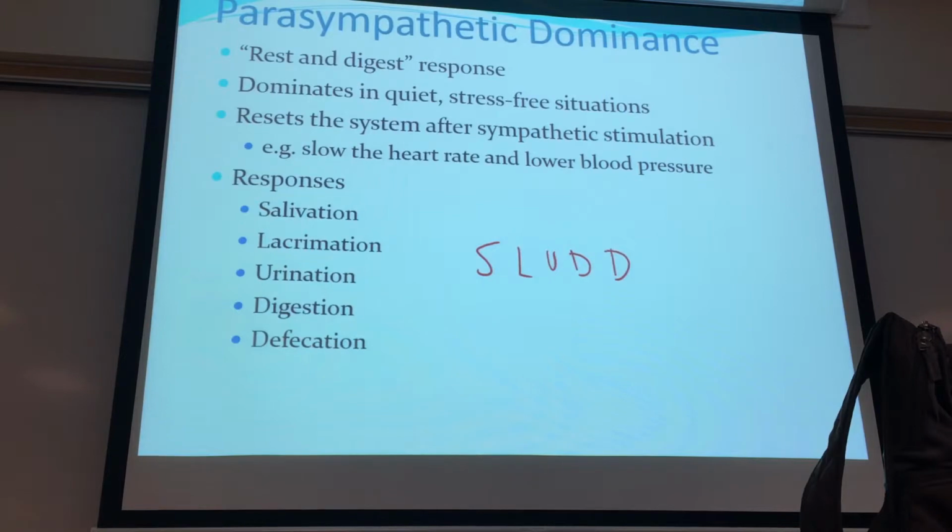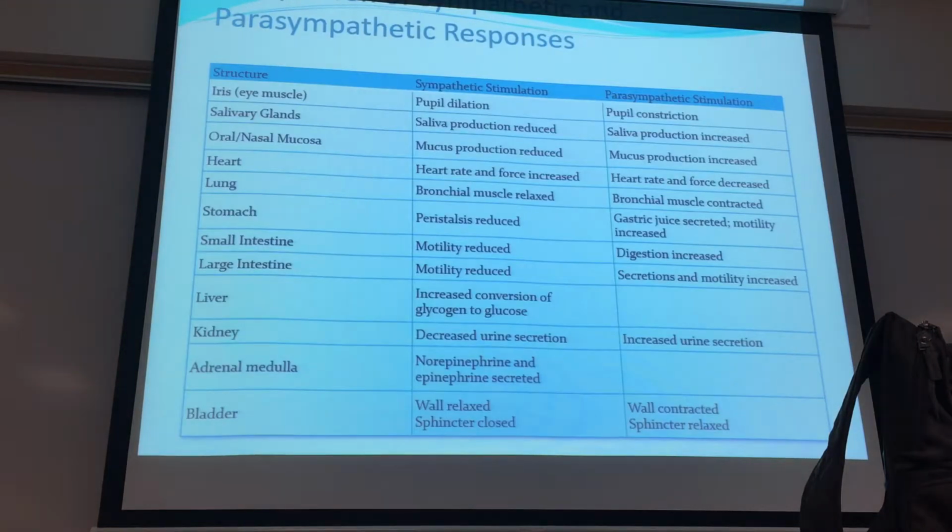And then, like I said, those two work hand in hand to speed up some organs and to slow others down. So taking a look at these, here you can see examples of the sympathetic and parasympathetic response on the target tissues that we could be taking a look at. Things that are going to happen in the iris, salivary glands, what happens specifically in the heart, lung, stomach, etc.